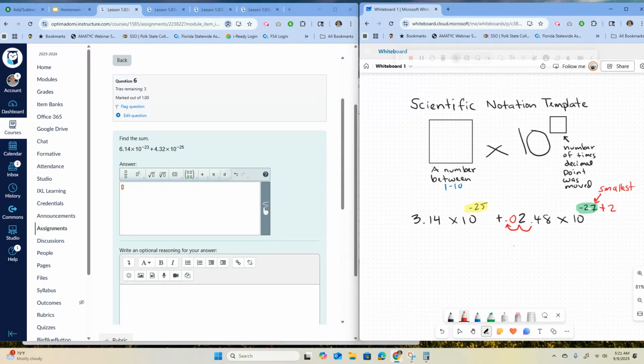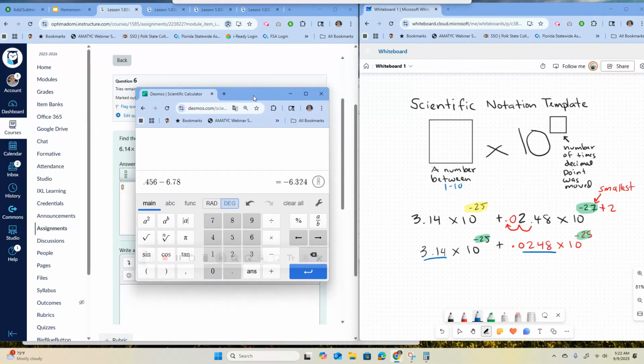And now we have a whole new number, 0.0248 times 10 to the negative 25th power. And now we can add the 3.14 times 10 to the negative 25th power. Why? Because now we have the same exponent. And when you have the same exponent, now you can add the coefficients, the numbers that I underline in blue.